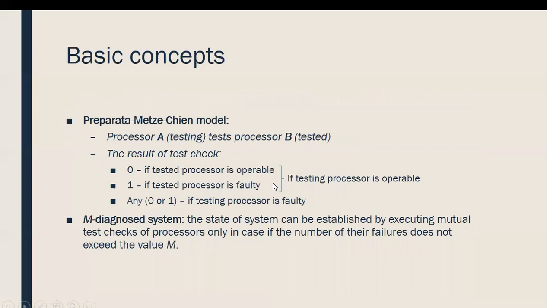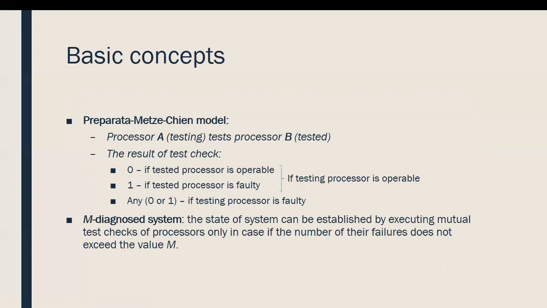This supposes the testing of the system is performed according to the Preparata-Metze-Chien model. According to this model, there is a pair of processors: a testing processor, which tests a tested processor. The result of the test check will be 0, no failure found, if the tested processor is operational, or it will be 1, a failure found, if the tested processor is faulty. However, this is correct only if the testing processor is operational.